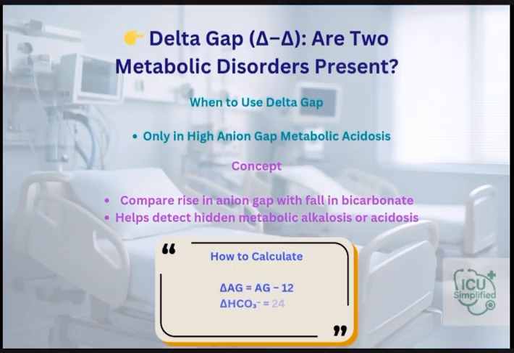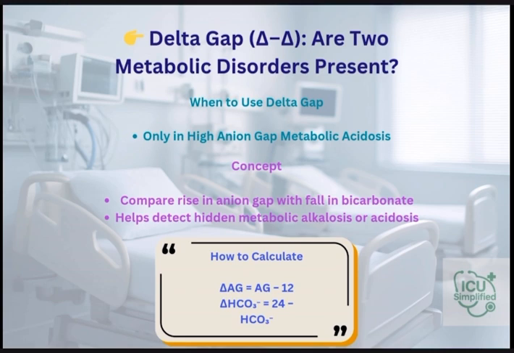The delta gap, also called delta delta, is used to identify whether two metabolic disorders are present at the same time. It is important to remember that the delta gap is used only in cases of high anion gap metabolic acidosis, that is HAGMA. It is not applied when the anion gap is normal.